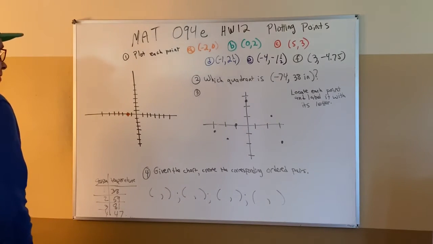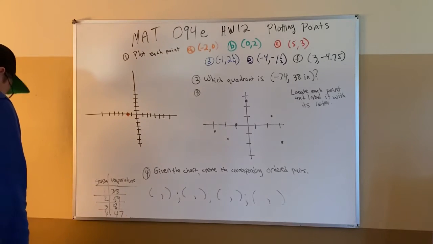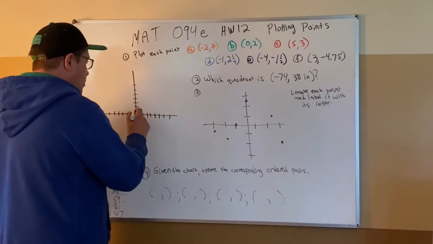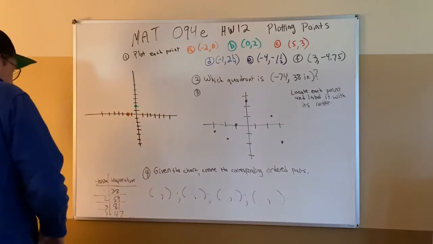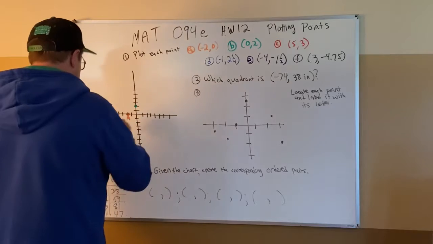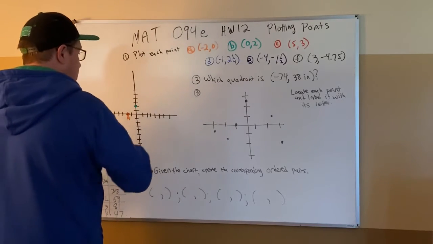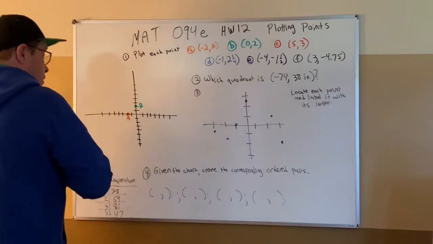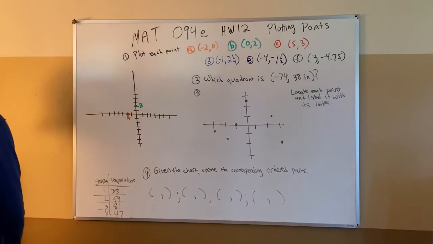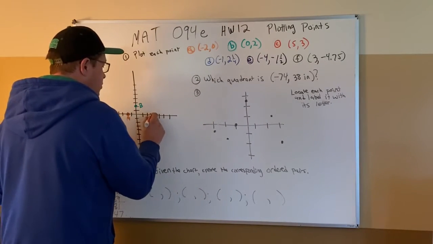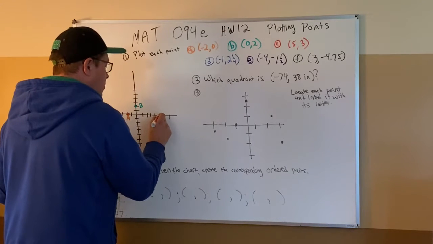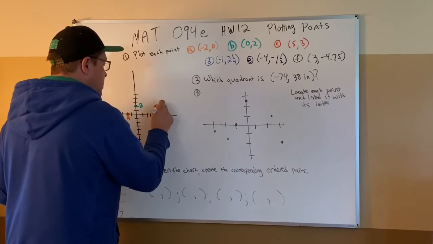On the negative x-axis. B, 0, 2. Don't go across at all, but do go upward to B. We'll delete this here. A, B, okay. C is looking to be red. C is 5, 3, so across positive 5, 1, 2, 3, 4, 5, and then from there up 3 before we make our point, C.